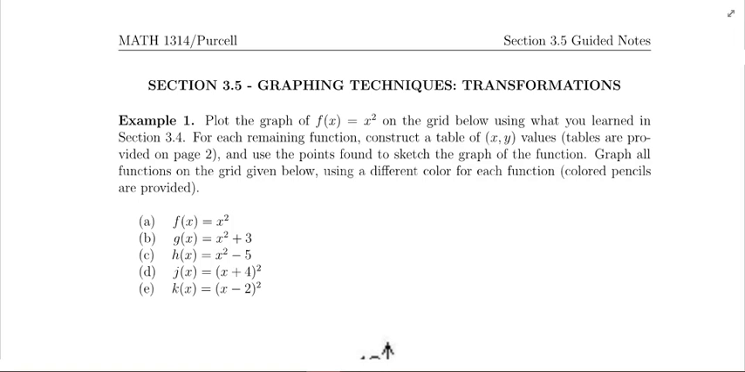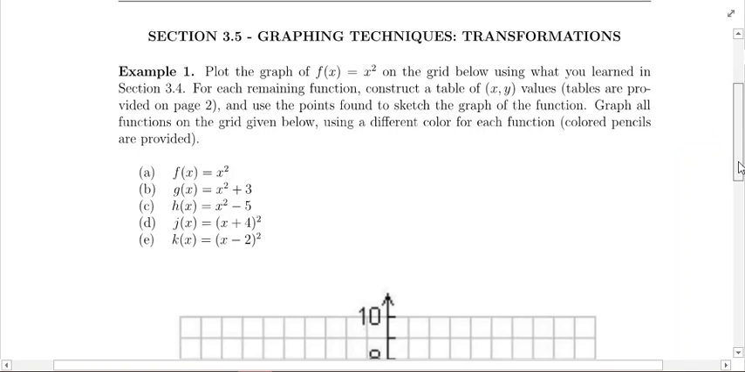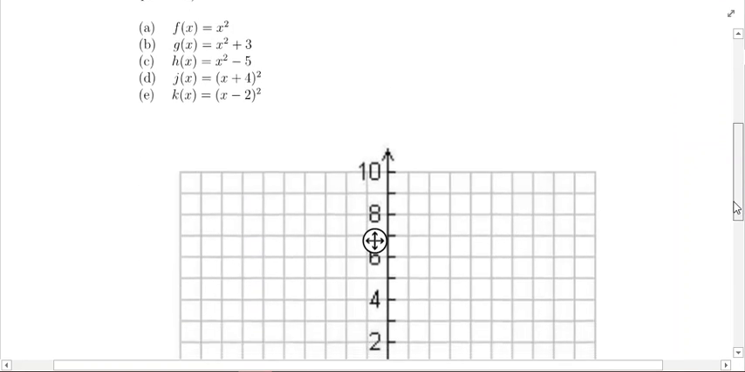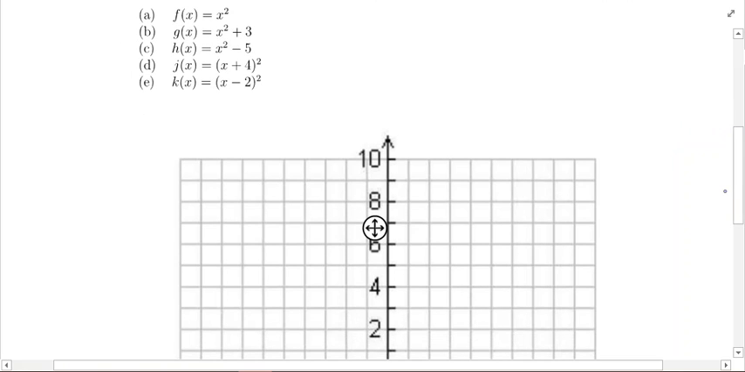Okay, so let's take a look at this example. It spans a couple of pages here. So what I have here is a list of 5 different functions. Okay, we've got f of x is equal to x squared, g of x is equal to x squared plus 3, h of x is equal to x squared minus 5, j of x is equal to the quantity x plus 4 in parentheses squared, and then finally k of x is equal to the quantity x minus 2 squared. Okay, then there is a grid.